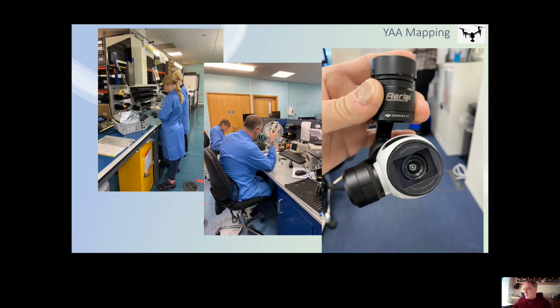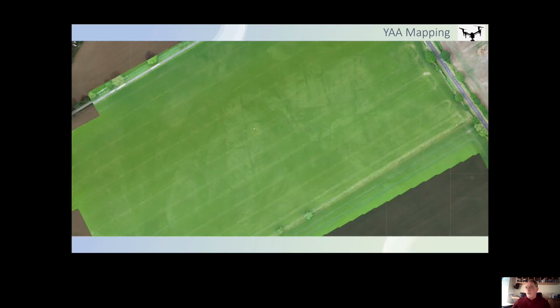Versions 1 and 2 didn't really work. Version 3, I'll show you some images from it, and version 4 unfortunately was badly broken. Okay, so here's a normal picture.